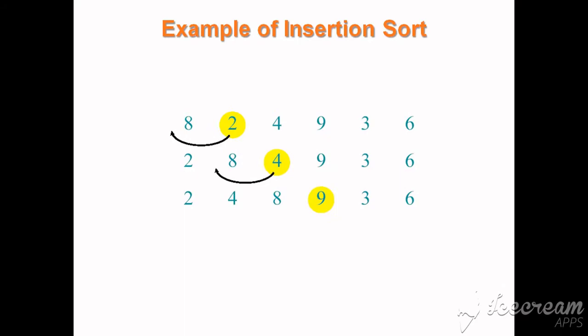Moving towards index value 4, here the value is 9 and we have to compare it to all the values available on the left side, but we see that no element is greater than 9. So in this case no exchange of values takes place. So 9 is at the proper position.